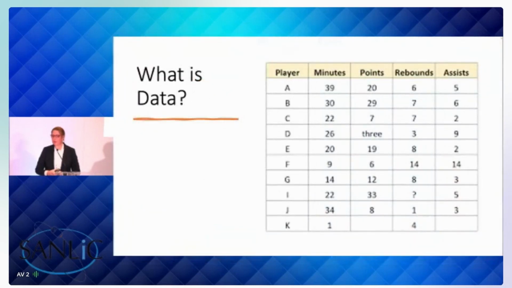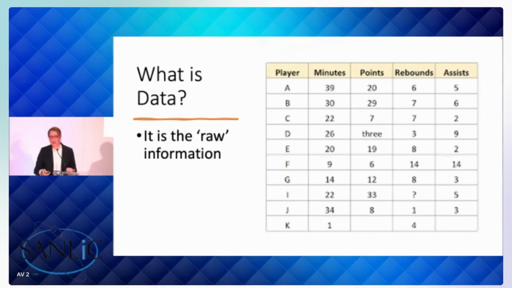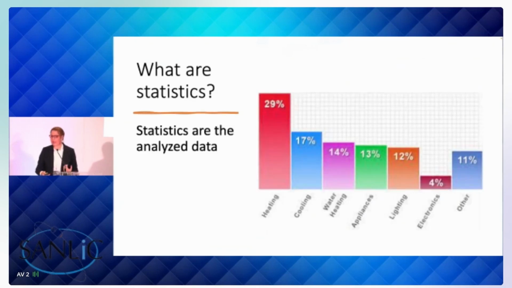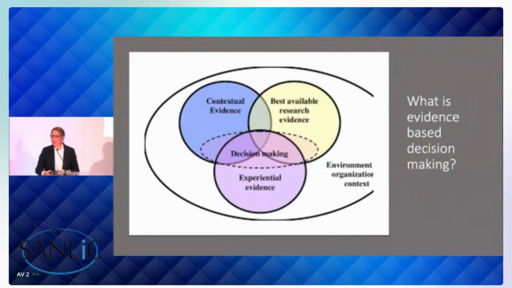So I just want to start very quickly with what is data. So remember, data are the raw numbers. Statistics are what you then do with those raw numbers. In other words, how you have begun to analyze those numbers. So this would be a statistical graph. And then evidence-based research is when you take your numbers and the context that you're in and where you want to go, and you bring all of this together to make an informed decision.